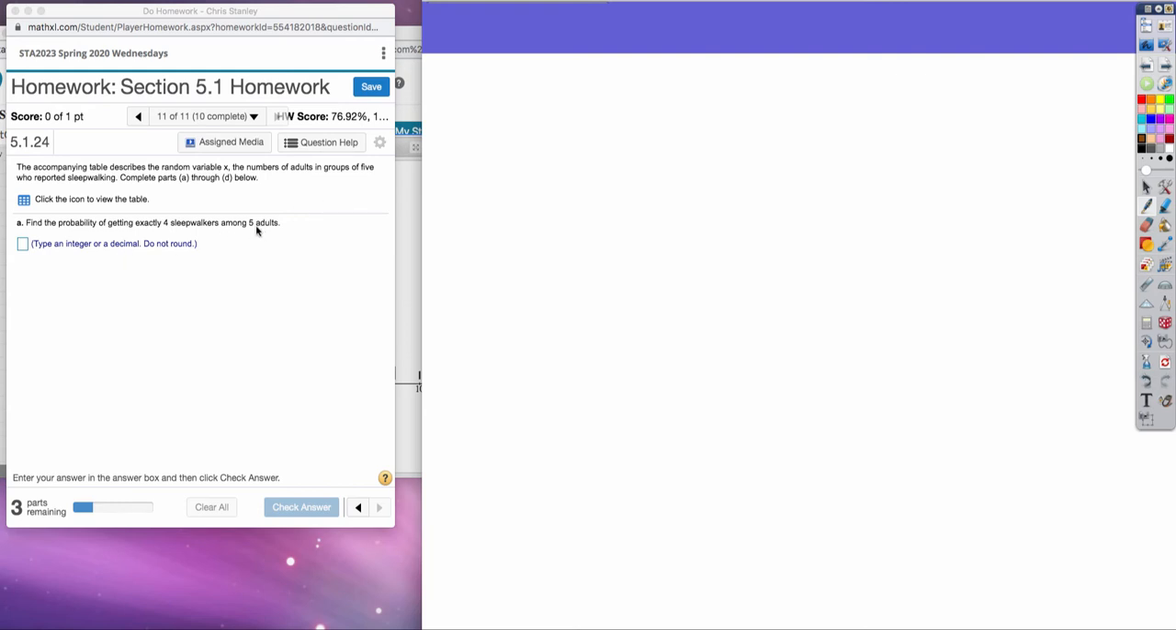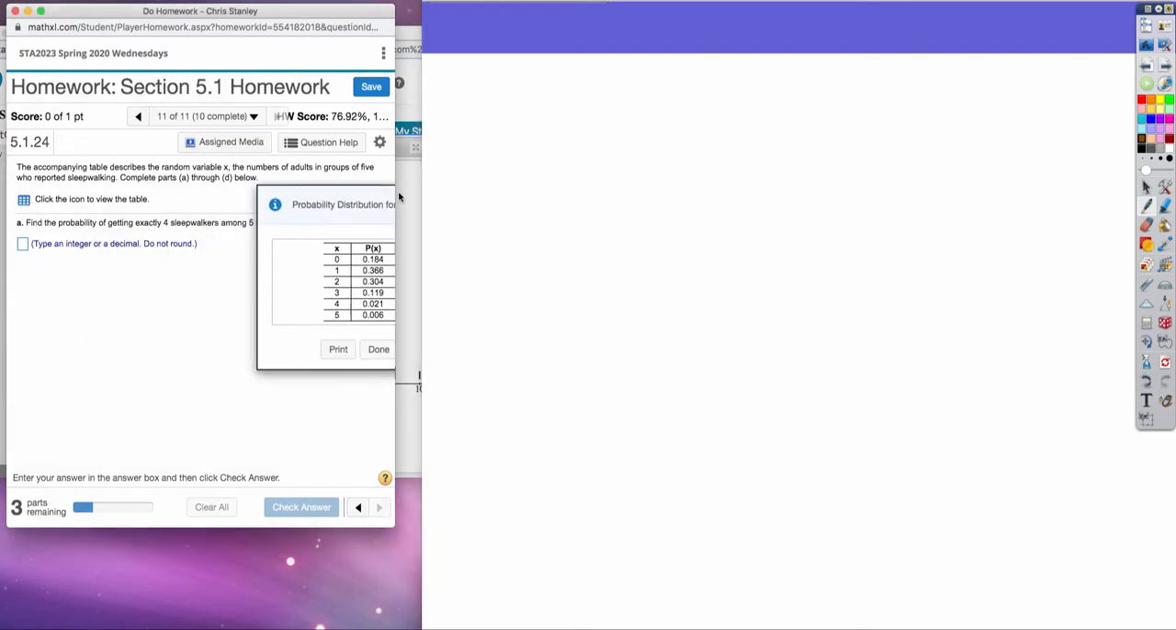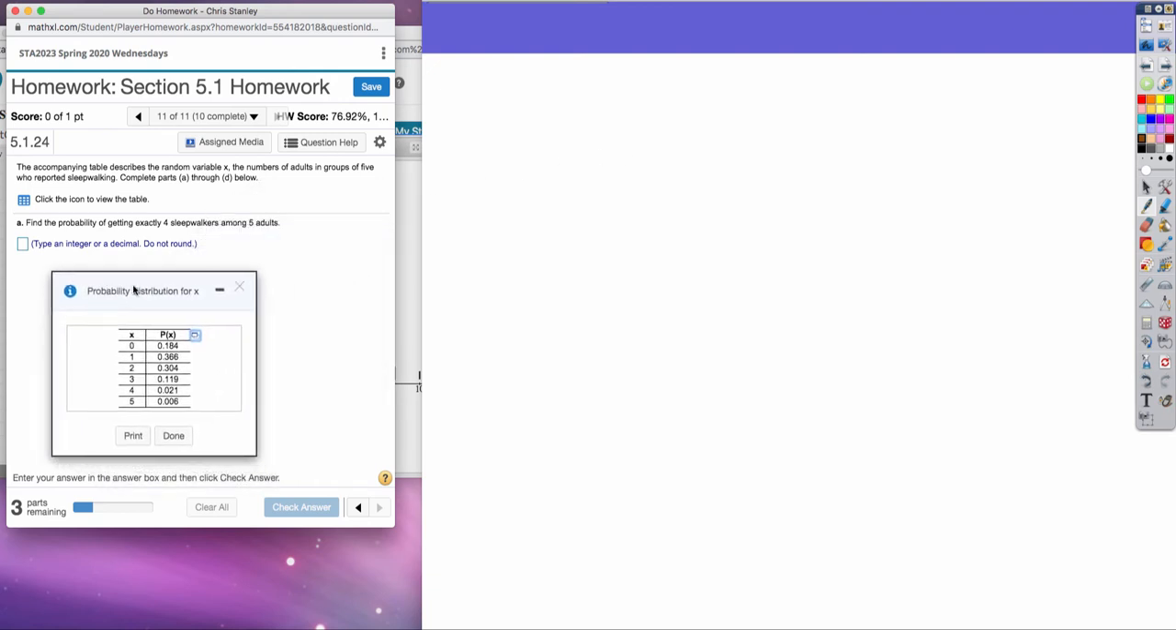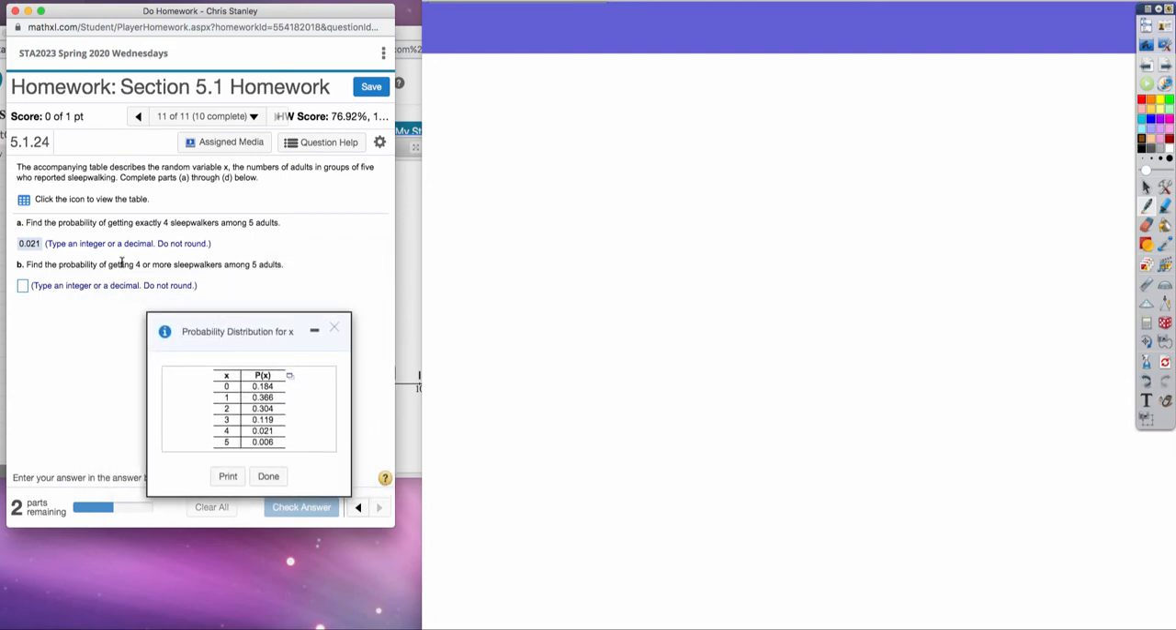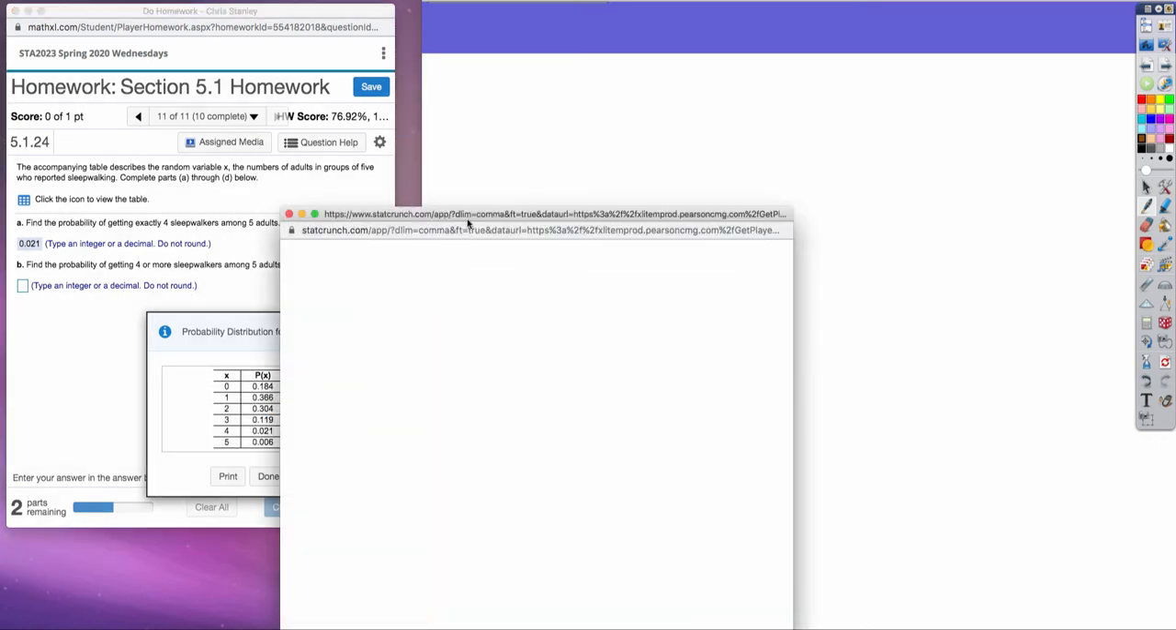Okay, getting exactly 4 among 5. Exactly 4. These are all the exact probabilities. In this table are the exact, so it's just 0.021. Okay, so now, if they say 4 or more, what you want to do is add these last two, or if you want, you could just open them up in StatCrunch and let StatCrunch do it for you.